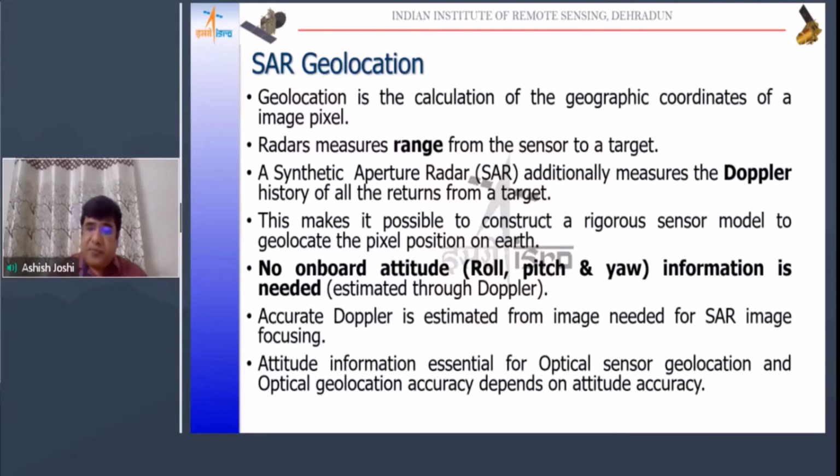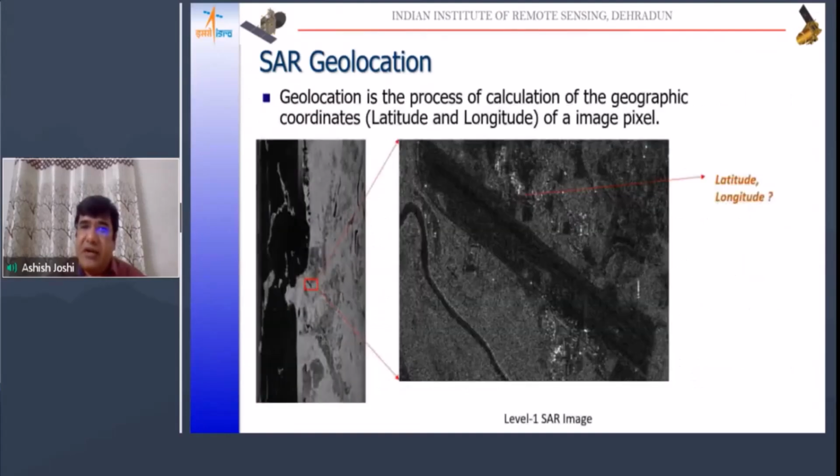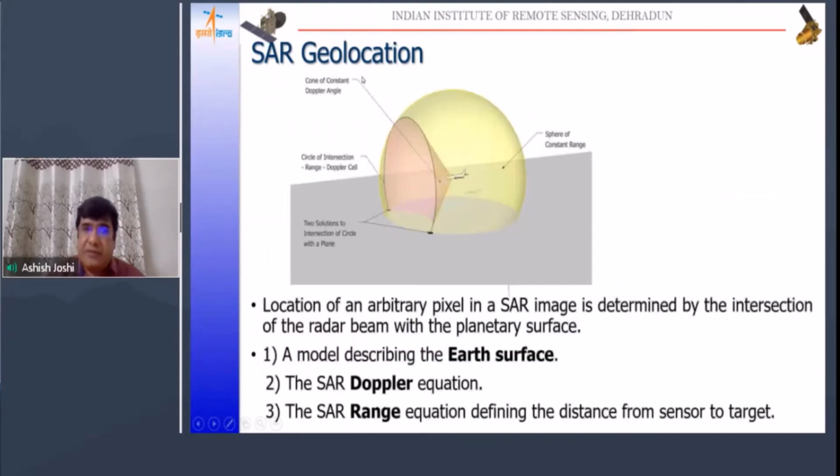We are just using the range and Doppler equation to geolocate the target, and the Doppler is estimated through the image itself. So what is geolocation? Geolocation is the process of calculation of the geographic coordinates, or latitude and longitude, of an image pixel. So if this is the slant range image, and you want the lat long of any pixel, how do you find that lat long? Through the SAR geolocation technique.